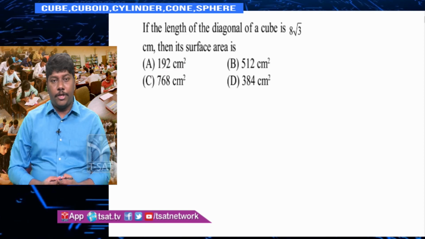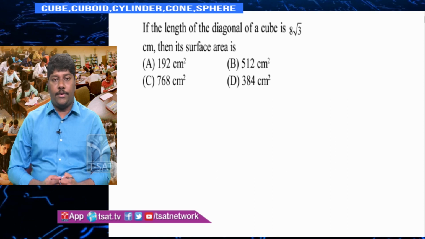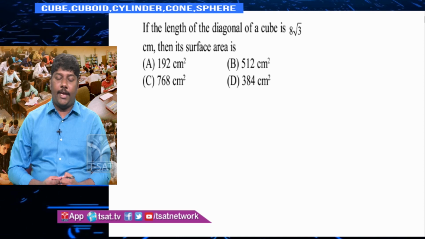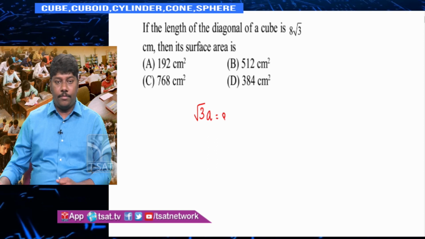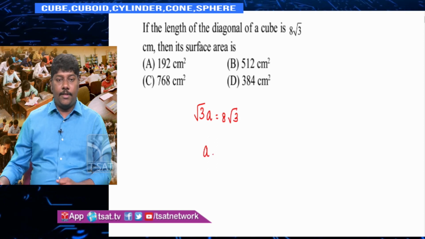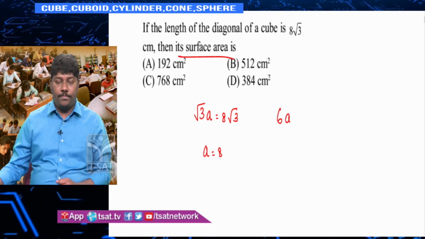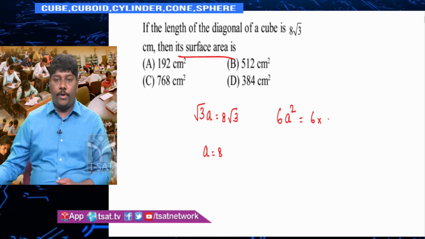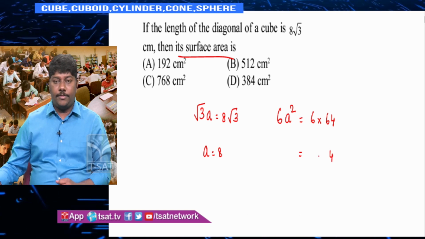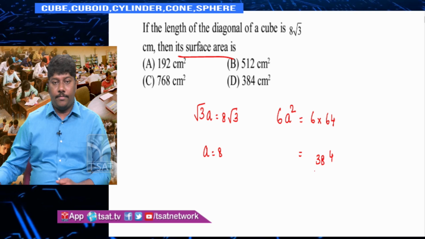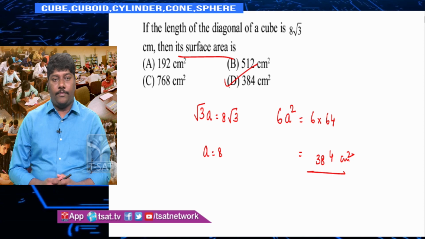If the length of the diagonal of the cube is 8 root 3, actually the diagonal of the cube formula is root 3 a is equal to the diagonal. So here diagonal is 8 root 3. So root 3 a is equal to 8 root 3. Root 3 cancels, a is 8. Then its surface area is 6a square, since it's a cube. 6 into a square is 64. 6 4s are 24, 36 plus 2, 384 centimeter square is the surface area of the cube given.